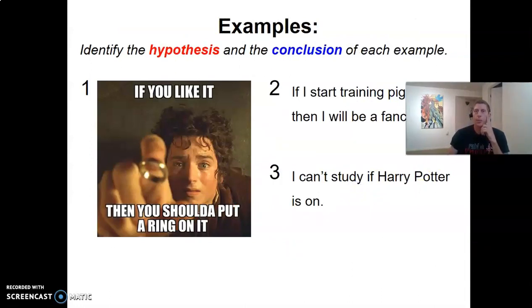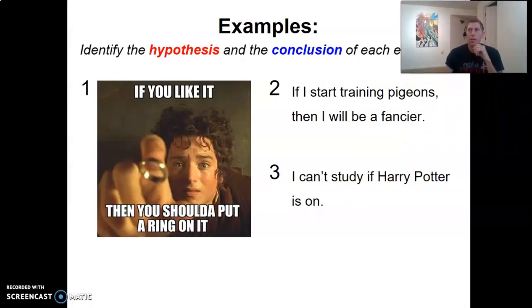Let's try some samples here. Identify the hypothesis and conclusion of each example. Pause the video for a second, see if you can figure those out. Okay, welcome back. Number one, we've got Frodo and Beyonce mashed up in here. If you like it, then you should have put a ring on it. Hypothesis is going to be in red, conclusion is going to be in blue. You like it is the hypothesis, and you should have put a ring on it is the conclusion.